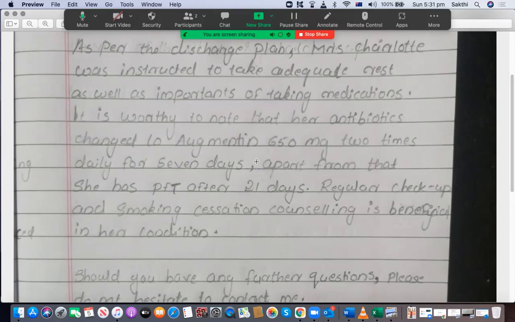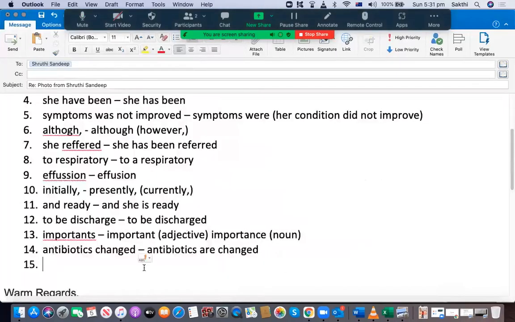All right, Augmentin 650 mg 2 times daily for 7 days. Then there should be a full stop. Don't use the comma here, because it's going to be an incorrect, incomplete sentence. Okay, this is wrong. So you should say days, full stop. Days and then full stop.